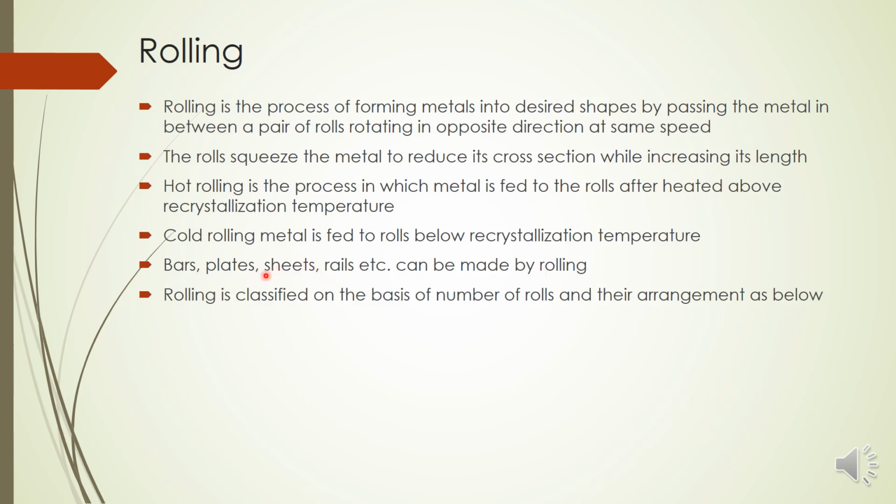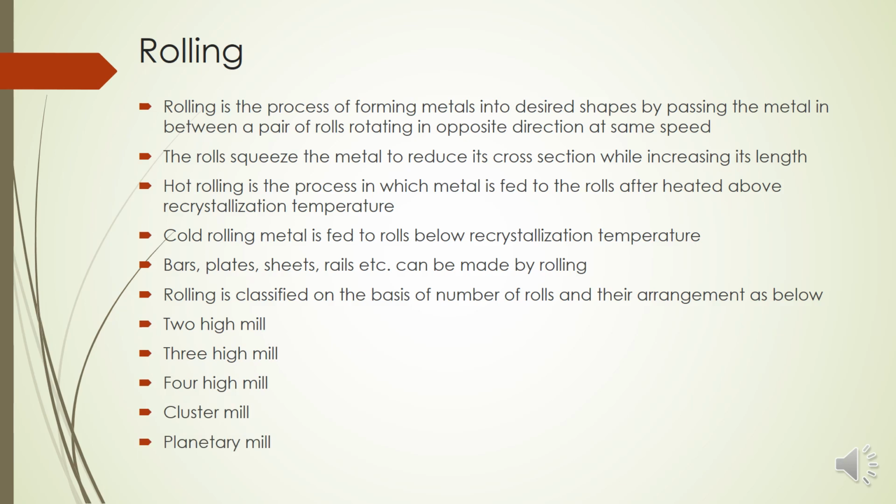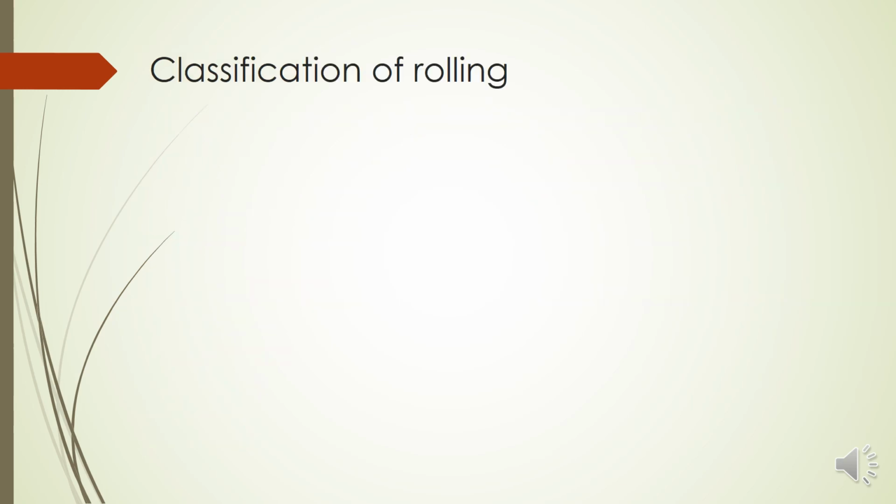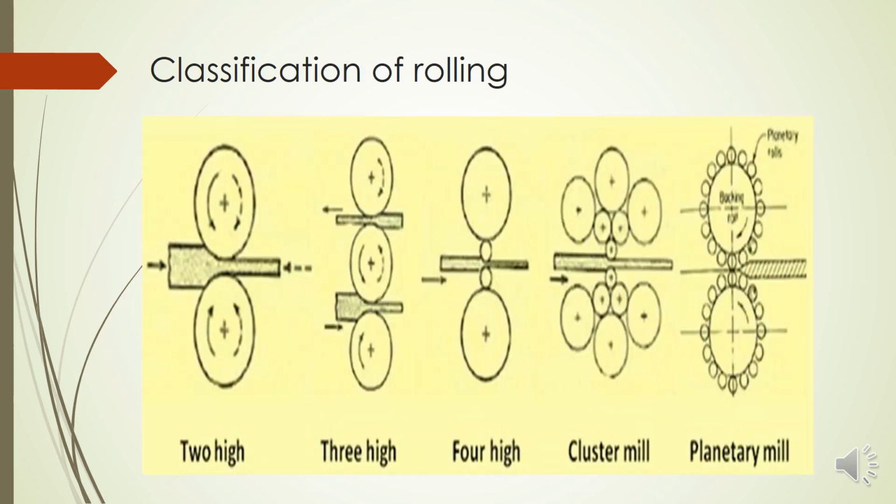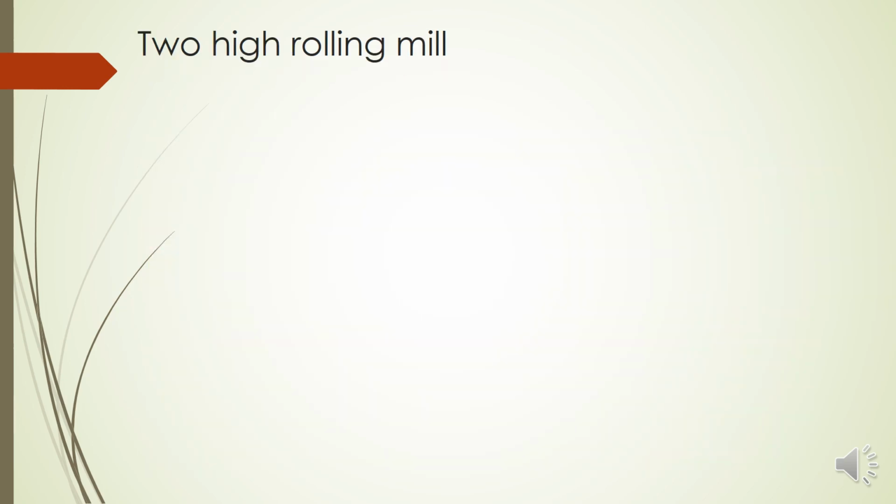Then in rolling, we have a number of classifications based on the number of rolls and their arrangement: 2 high roll mill, 3 high rolling mill, 4 high rolling mill. All these are based on the number of rolls used. And we have 2 more, that is cluster mill and planetary mill. Let's see what these are. Go through this quickly, because you just have to draw that figure and tell something about it. This is the figure of these 5 classifications. Let's see them one by one.